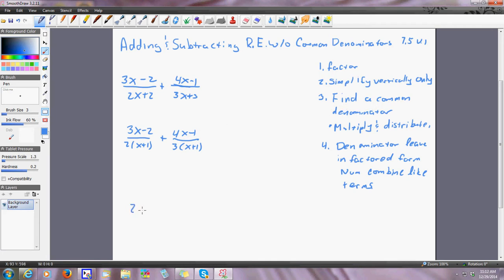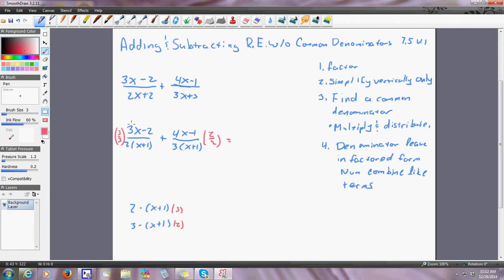Well, right now the factors of my first denominator are 2 and (x + 1), and the factors of my second are 3 and (x + 1). So the left-hand side needs a 3, and my right-hand side needs a 2. So I'm going to multiply this by 3 over 3, and I'm going to multiply this by 2 over 2. And I say multiply and distribute.